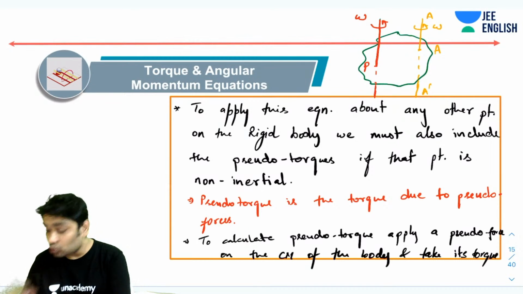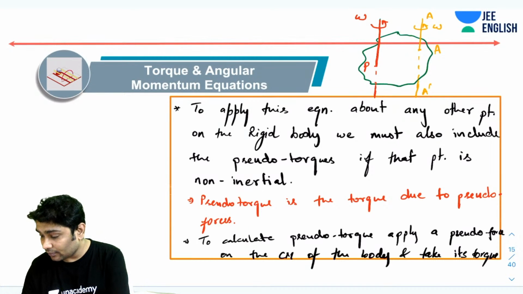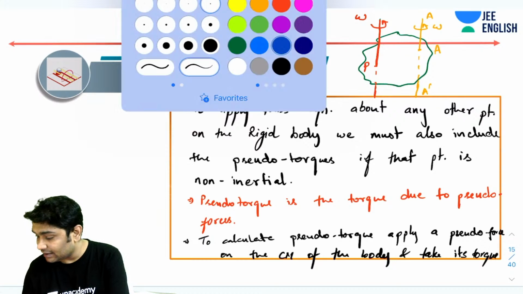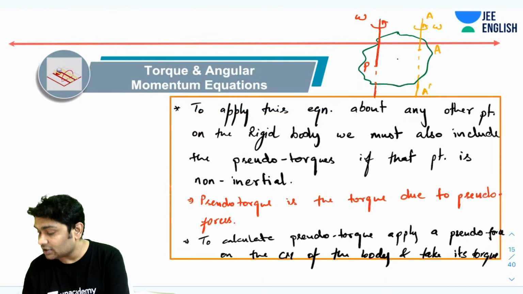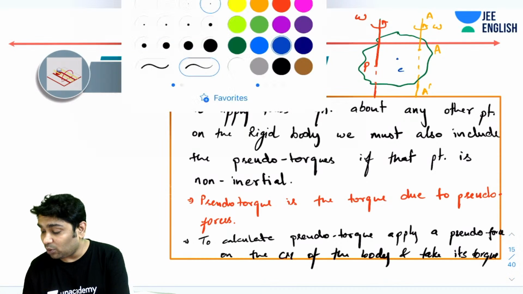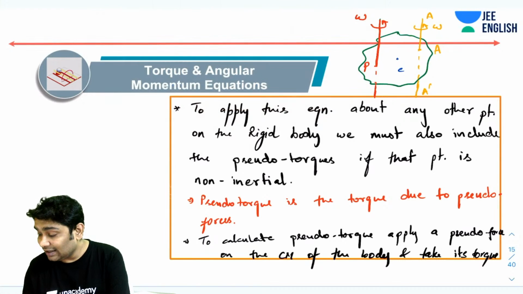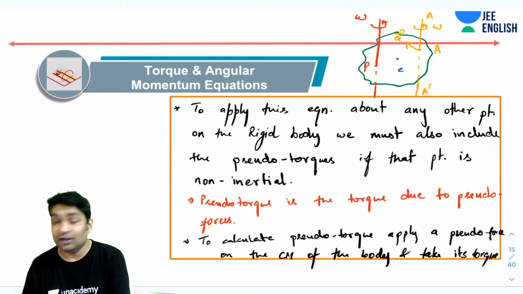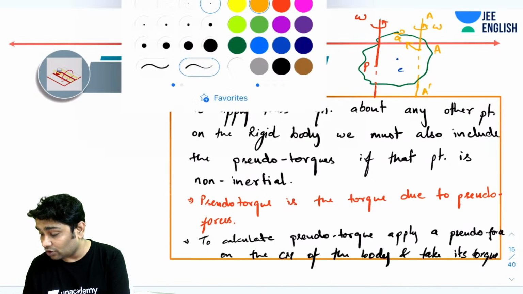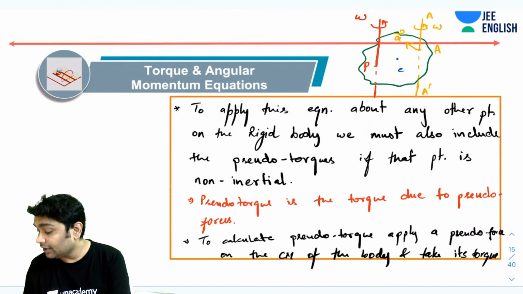You would apply a pseudo force on the CM. So let's say your CM lies somewhere here. This is your CM. You would have applied a pseudo force here. So if this point itself in the ground frame has an acceleration, let's say a vector like this, then you would have applied a pseudo force of this here. So that would be minus m a vector. This is the pseudo force.